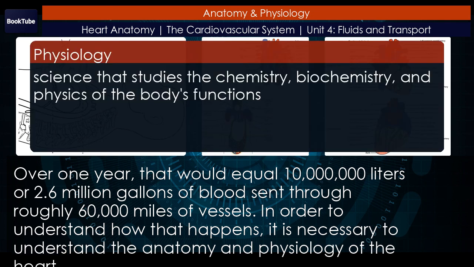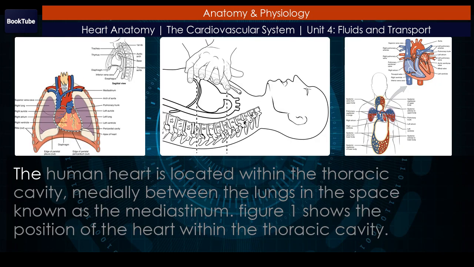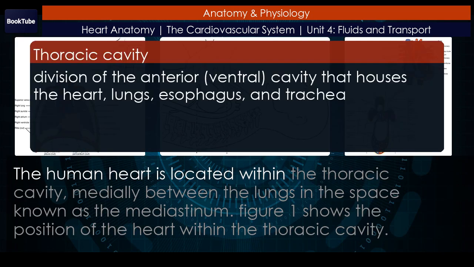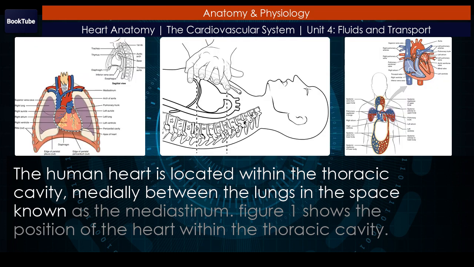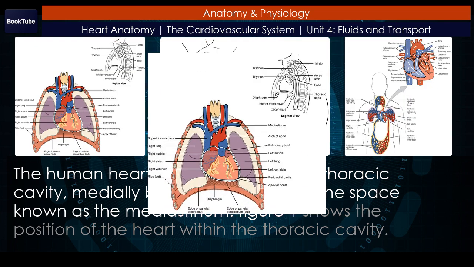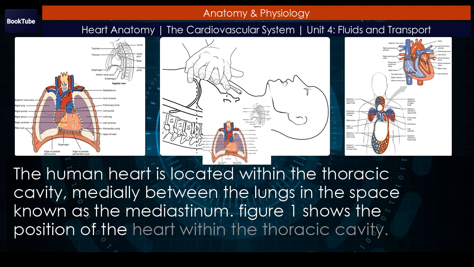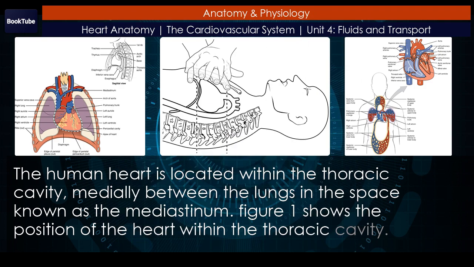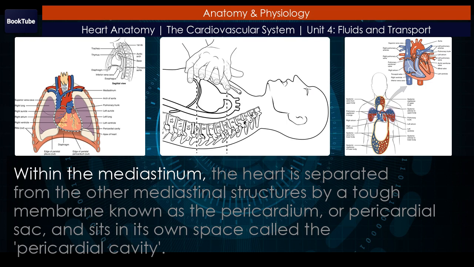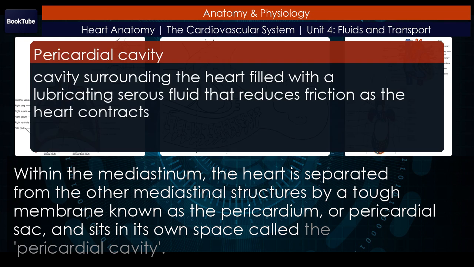Location of the heart. The human heart is located within the thoracic cavity, medially between the lungs in the space known as the mediastinum. Figure 1 shows the position of the heart within the thoracic cavity. Within the mediastinum, the heart is separated from the other mediastinal structures by a tough membrane known as the pericardium, or pericardial sac, and sits in its own space called the pericardial cavity.